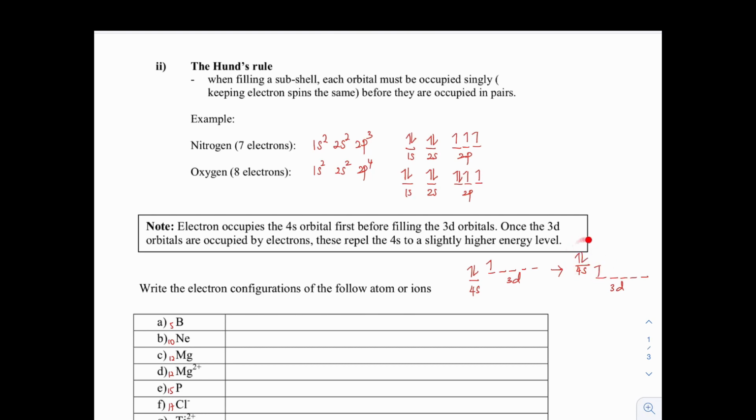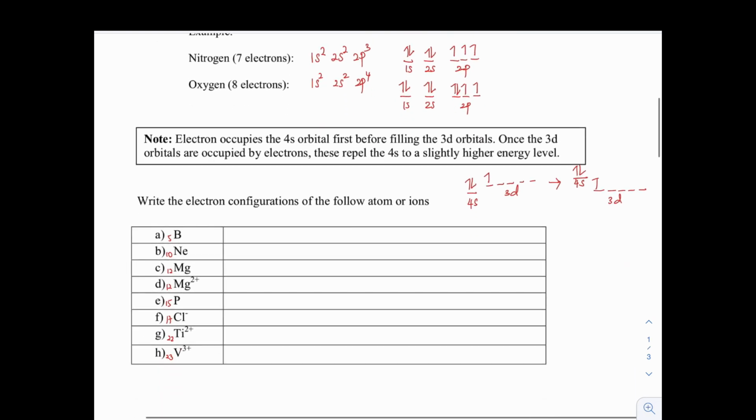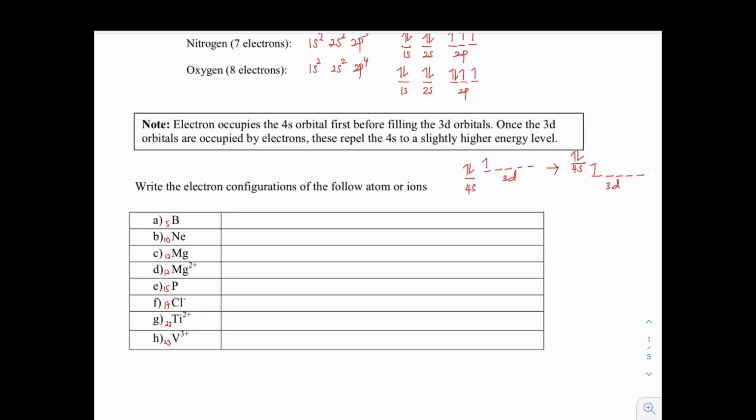So why is this situation important? Because whenever the 4s orbital is repelled to the higher energy level, it also becomes the outer electrons. So when we want to form ions, we are going to remove electrons from the 4s orbital first. All right, now we can see an example later. All right, now this is the example.